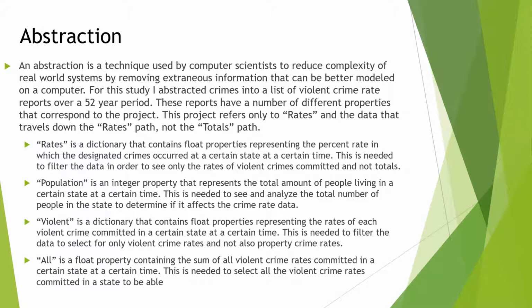We need this in order to filter the data to see the rates of violent crimes committed rather than the totals. We use population, which is an integer property that represents the total number of people living in a certain state at a certain time. And we use violent, which is a dictionary that contains float properties representing the rates of each violent crime committed in a certain state at a certain time, as well as population and as rates. And the final one would be all, which is a float property containing the sum of all violent crime rates committed in a certain state at a certain time. We need this in order to select for all violent crime rates committed in the state that we are analyzing, whether it be in the North or the South.